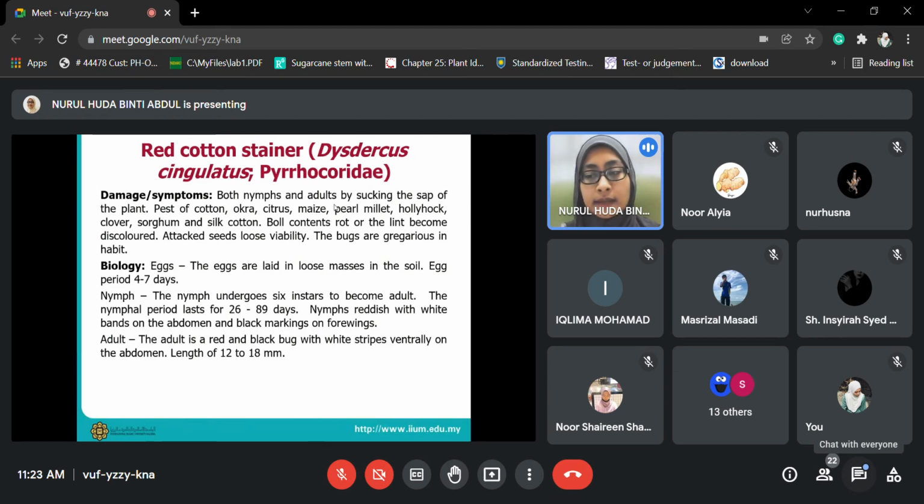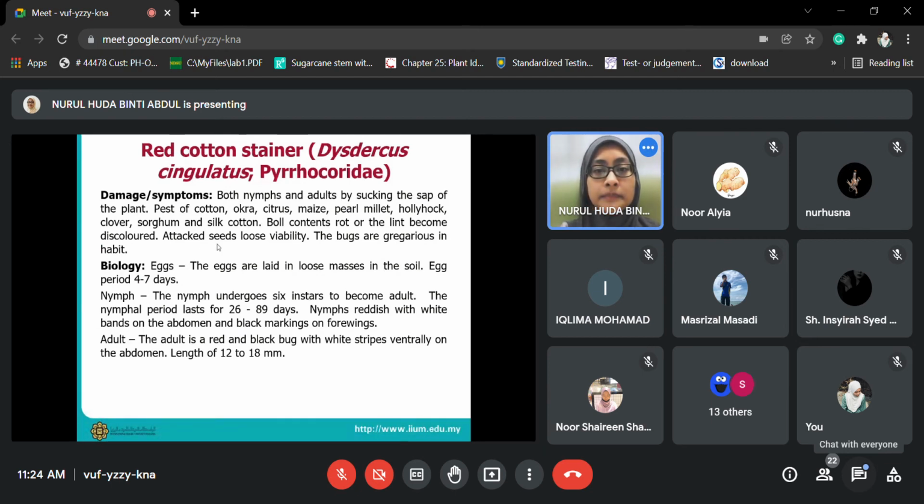Okay, so dia makan sap or plant sap. Okay, both nymph and adult sucking the sap of the plant, and the host is actually you may easily found this insect if you plant okra, cotton, citrus, quite rare. Okay, or if you plant roselle, okay, juga you can see this kind of insects on the plant. Okay, so usually roselle, okra, cotton and sometimes citrus lah. Cumanya yang paling banyak when you plant roselle and okra.